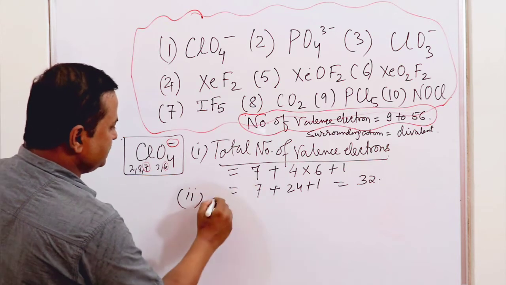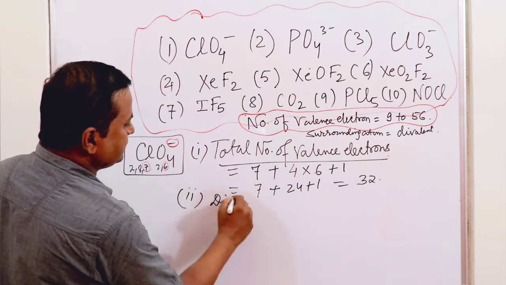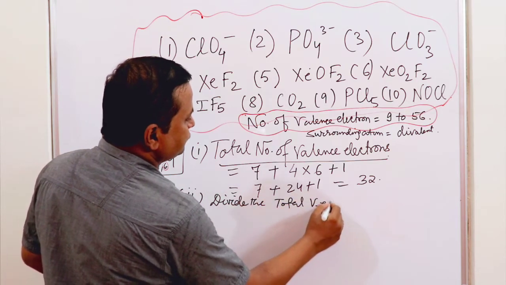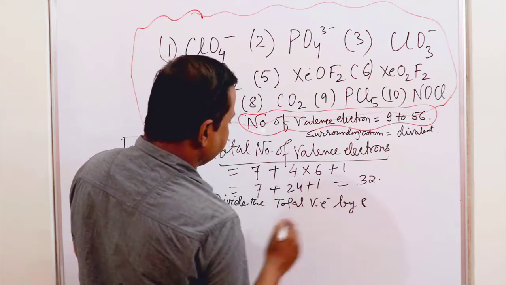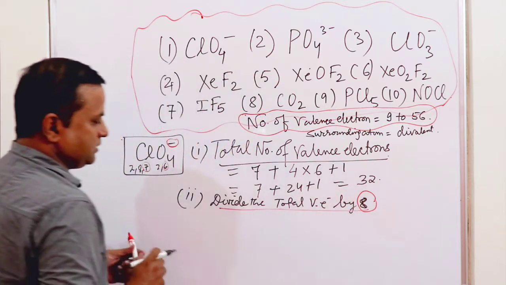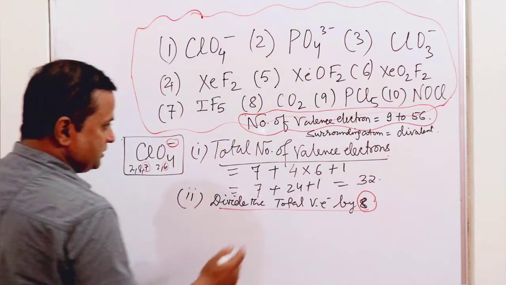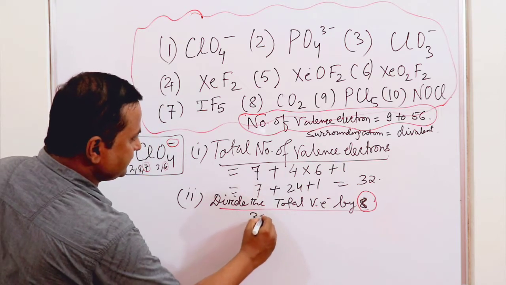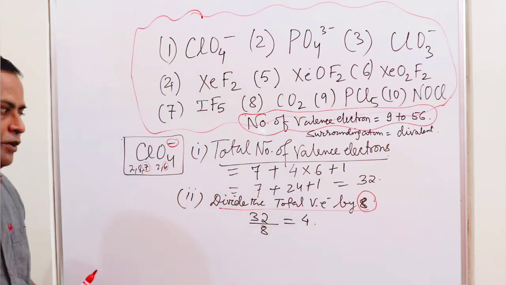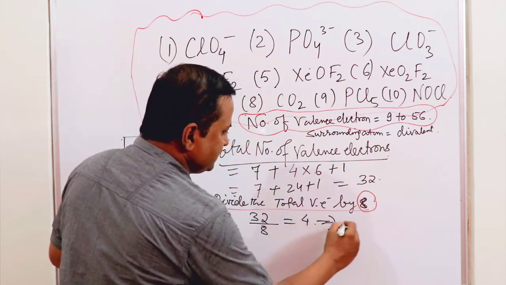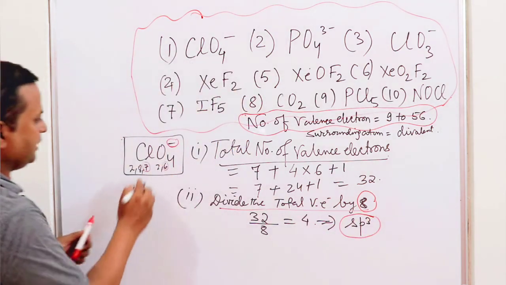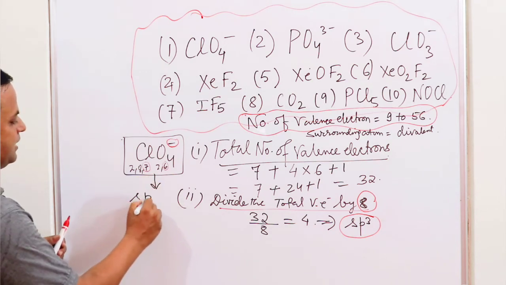Now the next step is you divide the total valence electrons by 8. Why 8? Because 8 is the octet number, it gives stability. So when we divide 32 by 8, it comes out to be 4. So 4 means, how can you write this hybridization? This is sp3. So that means the hybridization of ClO4 minus is sp3.